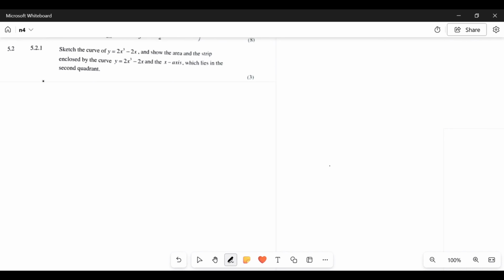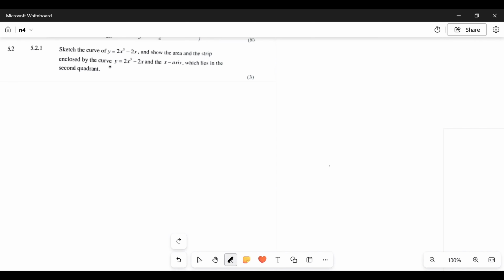The question goes like this: sketch the curve of y equals 2x to the power of 3 minus 2x, and show the area and the strip enclosed by the curve y equals 2x to the power of 3 minus 2x and the x-axis which lies in the second quadrant. Now, they want us to sketch this graph of the function, and also show the area and the strip enclosed by the curve that we are going to draw. So the curve and the x-axis are the things enclosing the area.